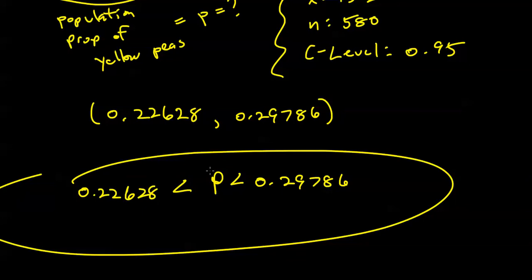All right, so there is my 95% confidence interval for little p, where little p is the population proportion of yellow peas worldwide. Okay? All right, so roughly you're saying yellow peas are between, let's say 23% and 30% of the population. Okay?